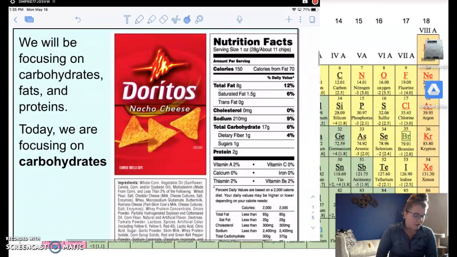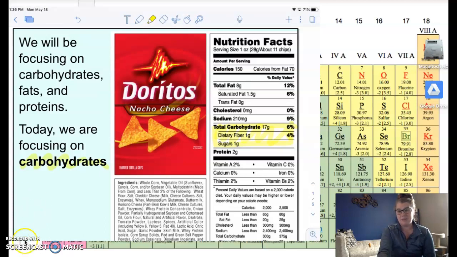The very first macromolecule we're going to be talking about is going to be carbohydrates. So kind of this part of the nutrition label here. So talking about what a carbohydrate is, what dietary fiber is, what sugars are, the difference between them structurally, and then how the structure of those different carbohydrates then affects how our bodies use and process them.